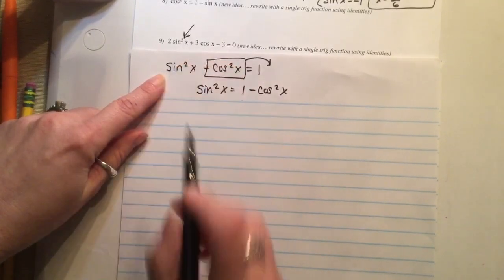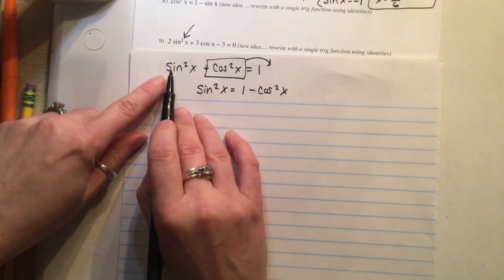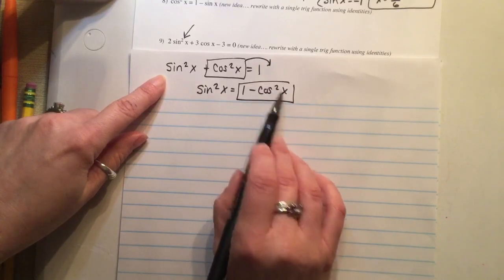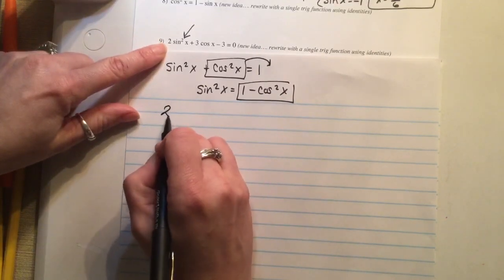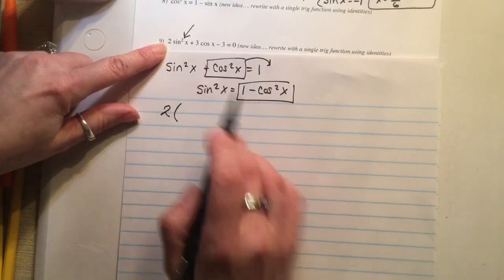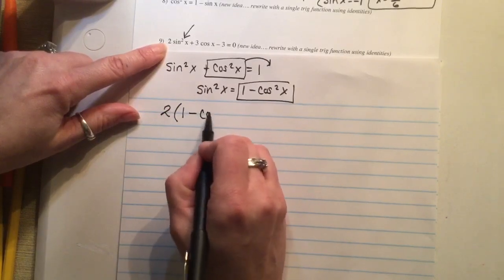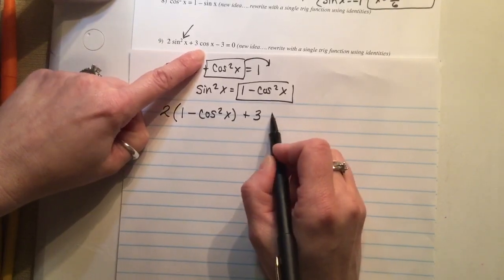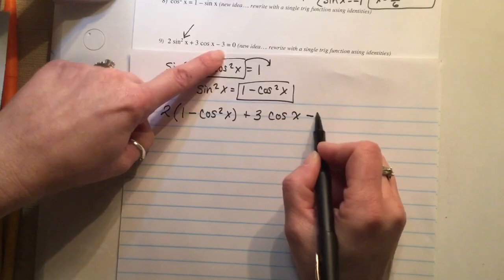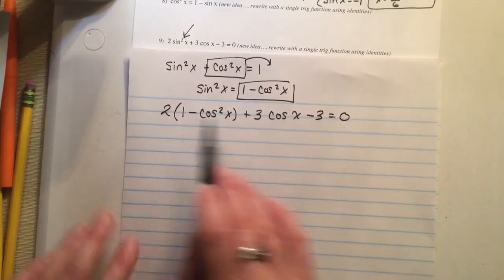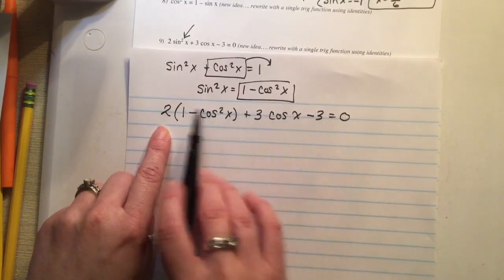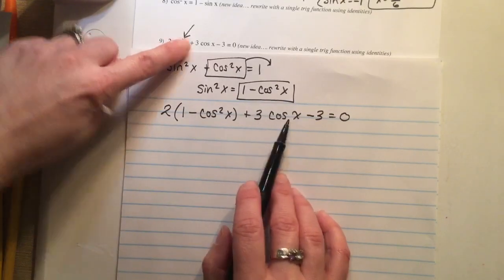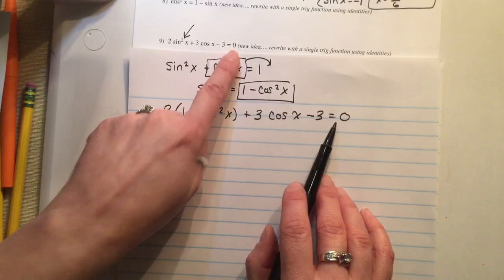So now I can come up here in number 9, and where I have sine squared of x, I can substitute in 1 minus cosine squared of x. So let's do that. I have a 2. Instead of sine squared of x, we are substituting 1 minus cosine squared of x, plus, I still have everything else the same. 3 times the cosine of x minus 3 equals 0. So notice the entire equation stayed except for the sine squared of x. The 2 stayed. The plus 3 times the cosine of x, the minus 3, and the 0.